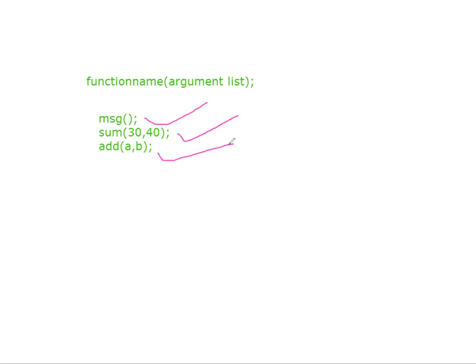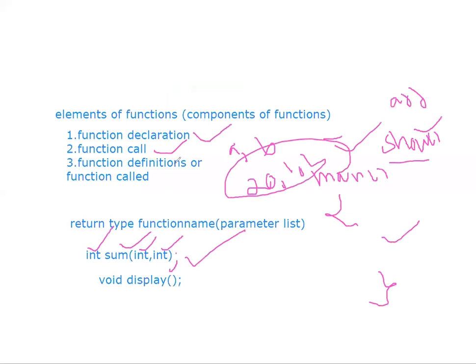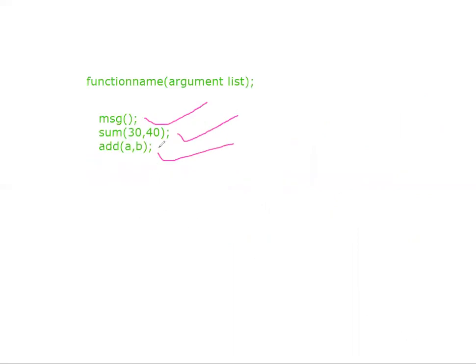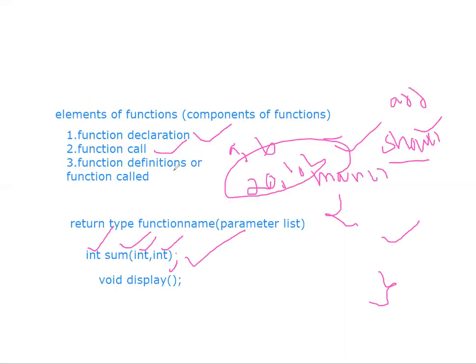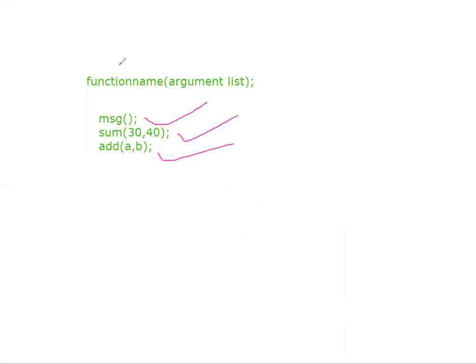Okay, so next is the function declaration, function definition, and the called function. Calling a function means the place where we are executing the program, the place where we are writing a program. That time is called calling the function. Now next one is the called function or function name.